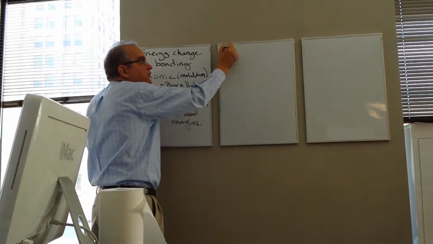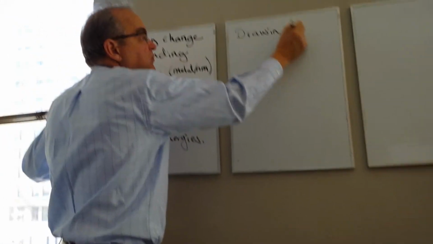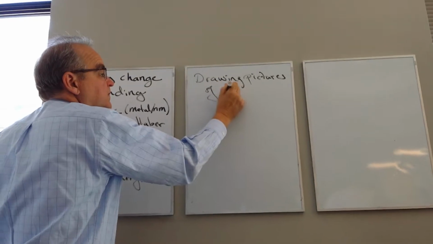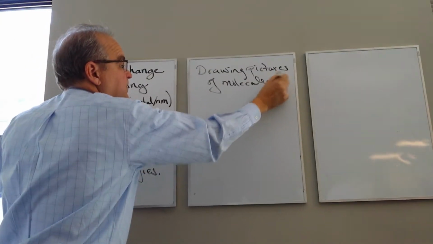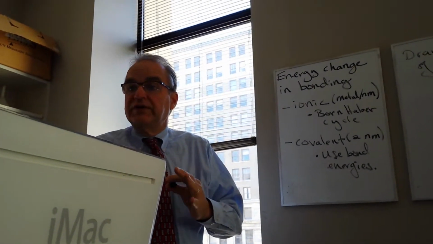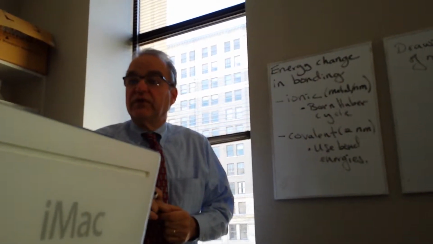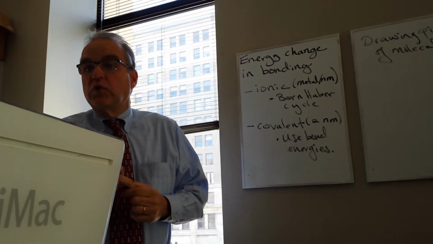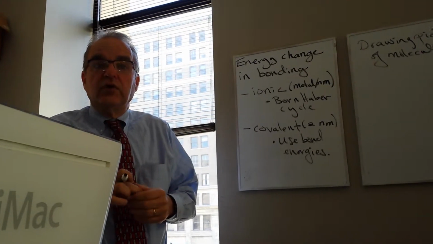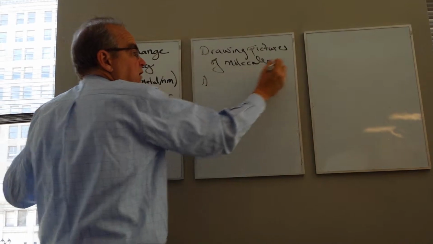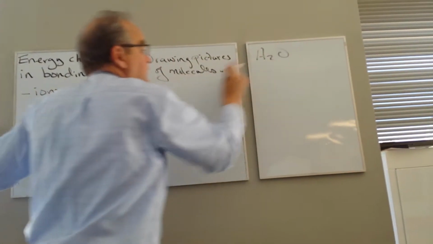What we're going to work on is drawing pictures of molecules. I'm going to give you a list of rules that are called rules for drawing dot diagrams of molecules. They're kind of like the dot diagrams that we drew for elements, but we're going to draw them for molecules instead. I'm going to start with something you're very familiar with, which is water. So if we wanted to draw a picture of a water molecule, H2O, I'm going to list the steps here.